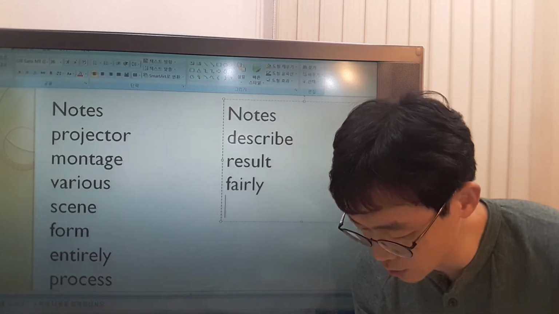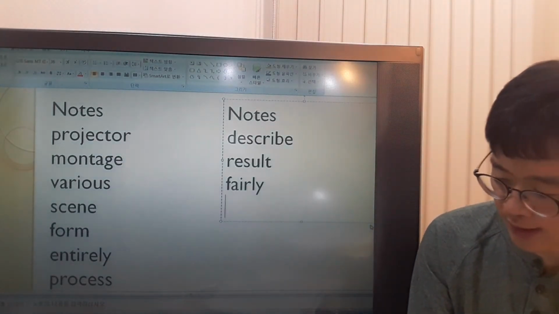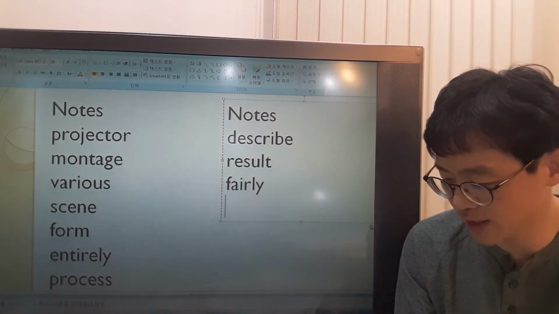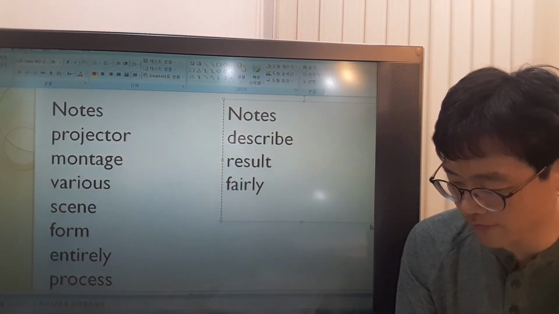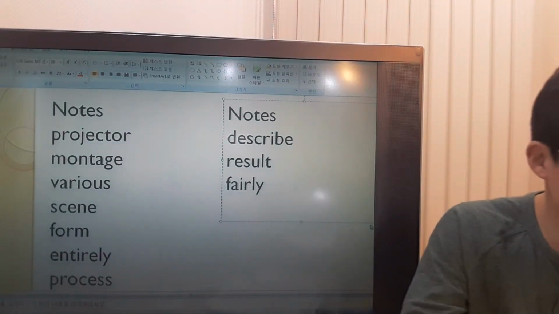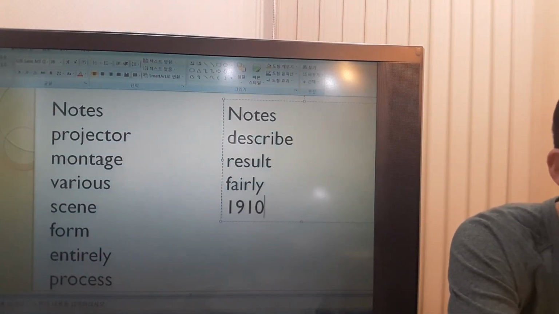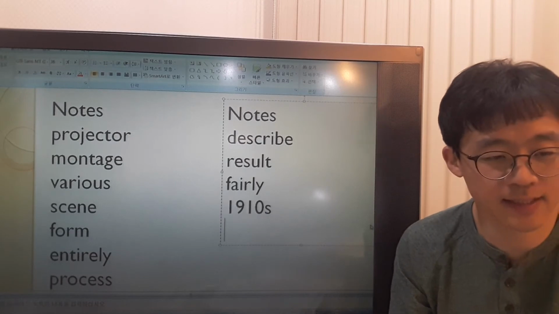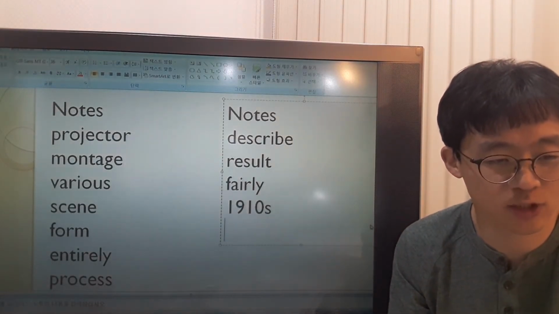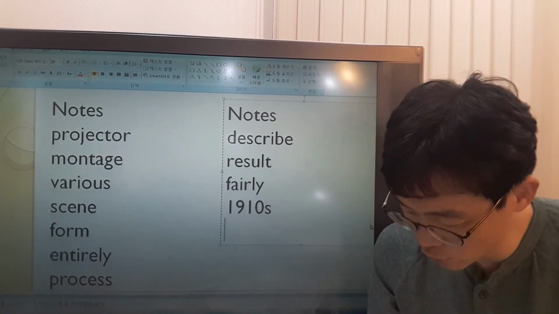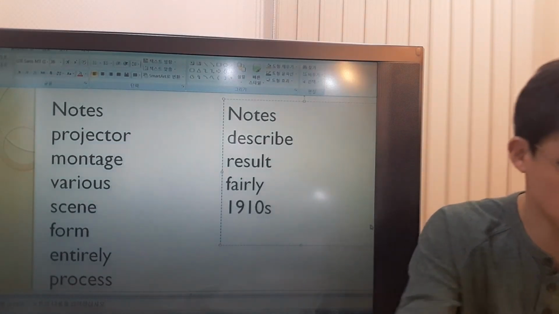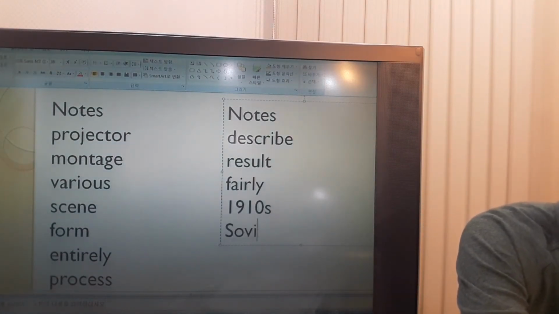It was first used in the 1910s by Soviet filmmakers during the height of the Russian Revolution. First used in the 1910s. What is 1910s? 1910s is 1910, 1911, 1912, but not 1920, okay? By Soviet filmmakers. Soviet, what is this?